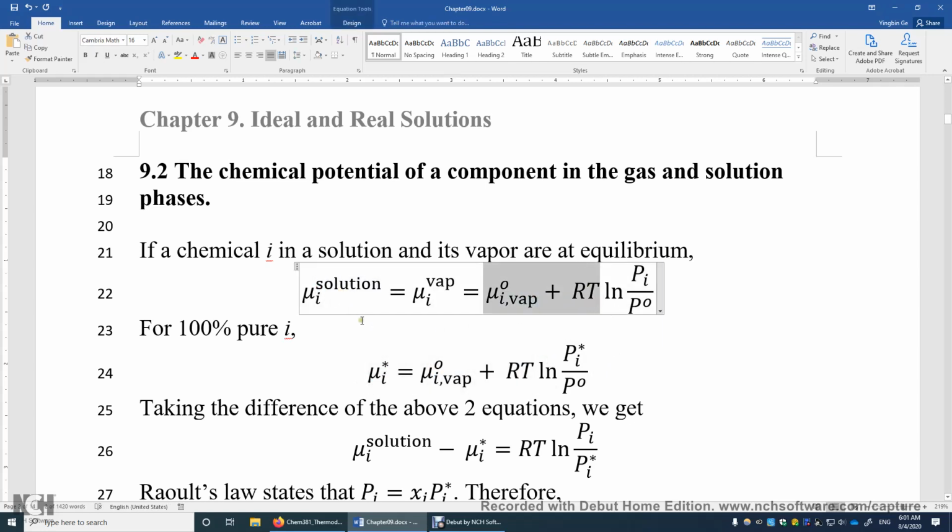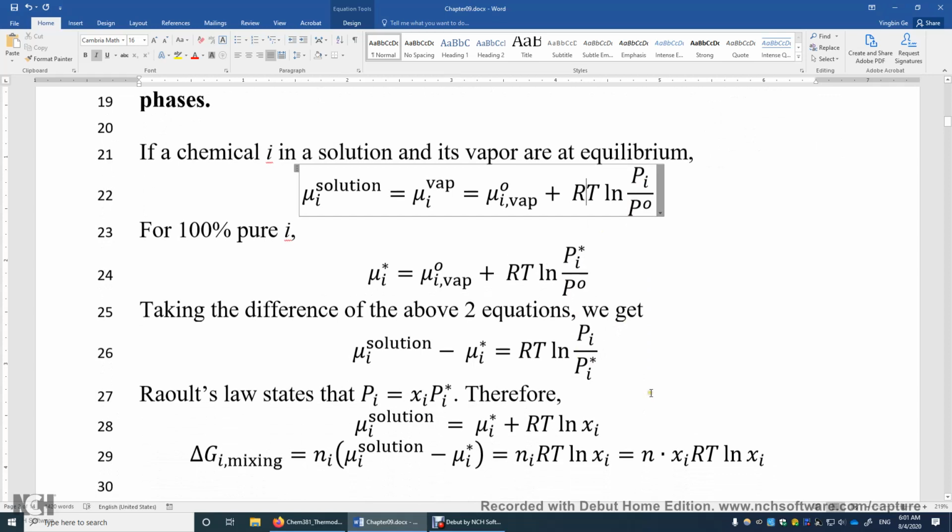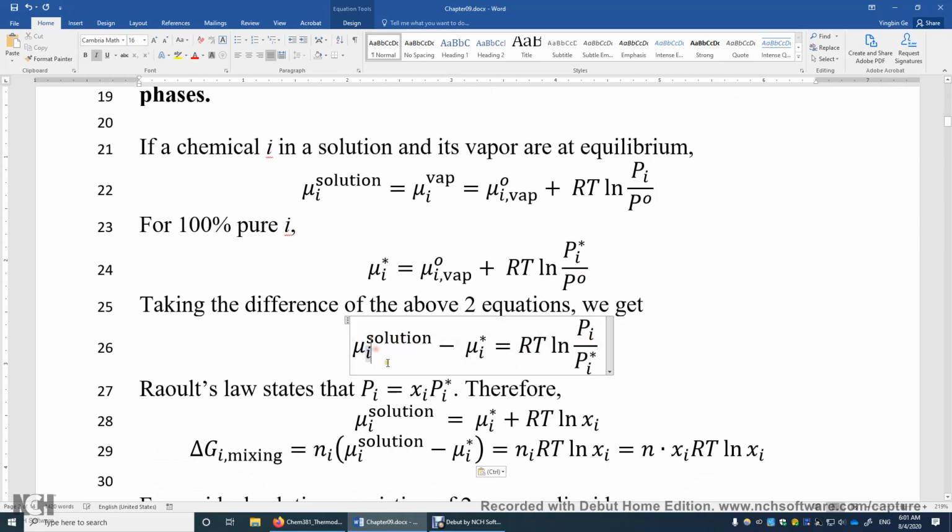We take the difference, so we have mu of I in a solution minus mu of pure I, which is equal to these two terms minus these two terms. The baseline over here, this is the chemical potential of vapor I at 1 bar pressure. They cancel. Then we combine these two. It's going to be just RT times the logarithm. The baseline P naught and P naught cancel. So it's going to be just Pi over Pi star. Now this equation is pretty simple. The difference between the chemical potential of I in a solution and the chemical potential of pure I is simply RT times the logarithm of the ratio of their vapor pressures.